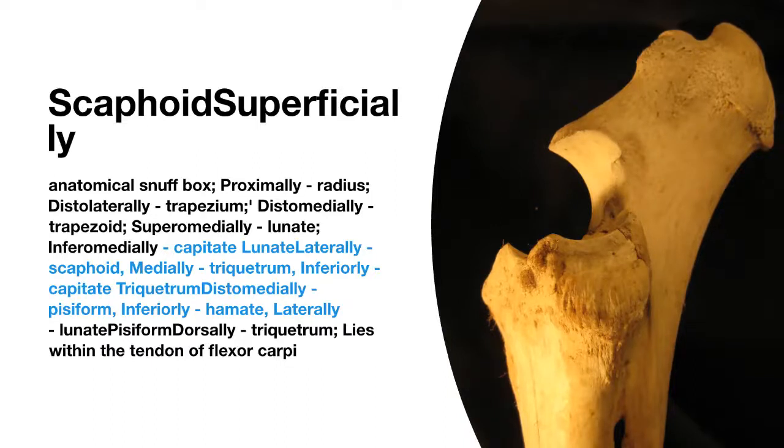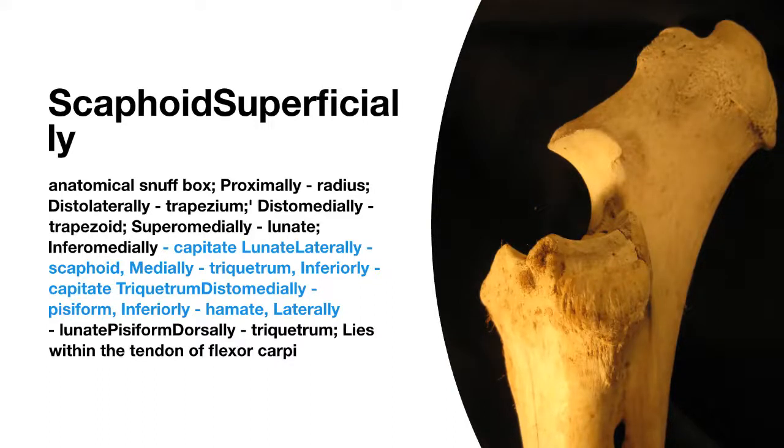palpable due to the hamulus. Mnemonic: Sally left the party to take Kathy home: scaphoid, lunate, triquetral, pisiform, trapezium, trapezoid, capitate, hamate. Clinical: fractures, carpal tunnel syndrome.